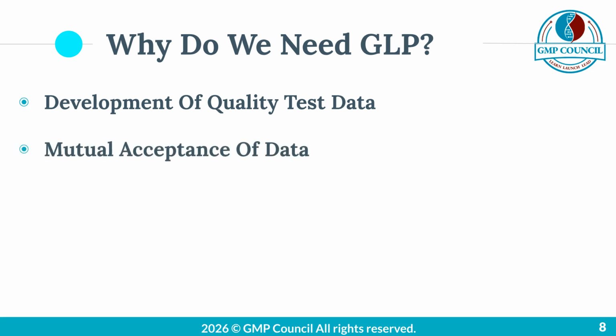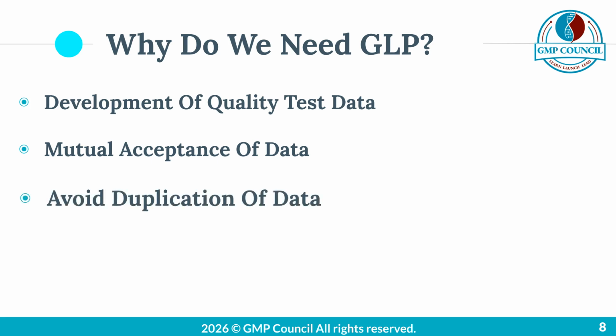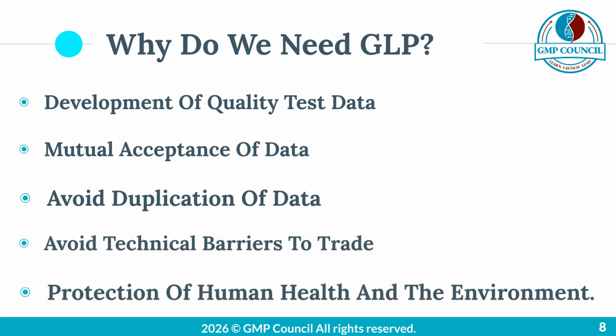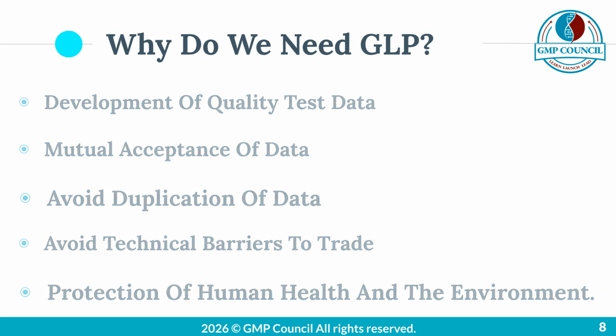Another major advantage is the mutual acceptance of data. When studies comply with internationally recognized GLP principles, regulatory authorities in multiple countries can often rely on the same results. That means fewer duplicate studies, faster product development, and less unnecessary testing, including reduced use of laboratory animals whenever scientifically appropriate. To achieve these high global standards consistently, GLP relies on 5 operational pillars.